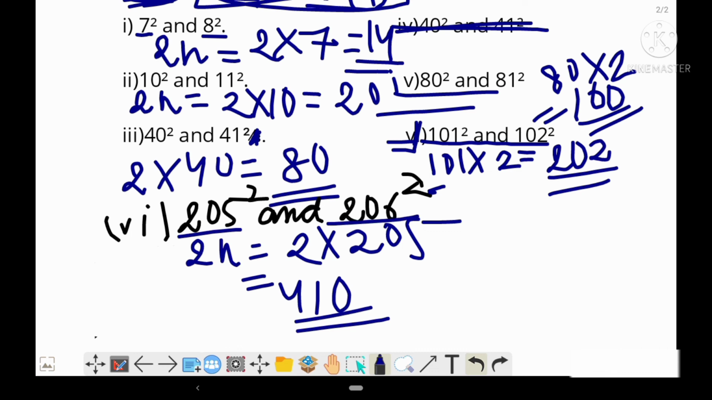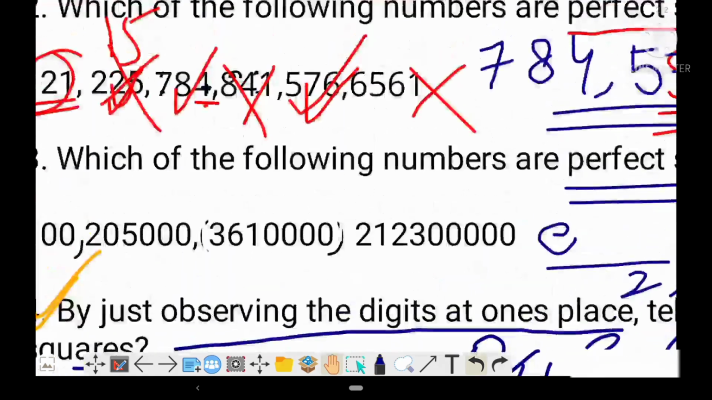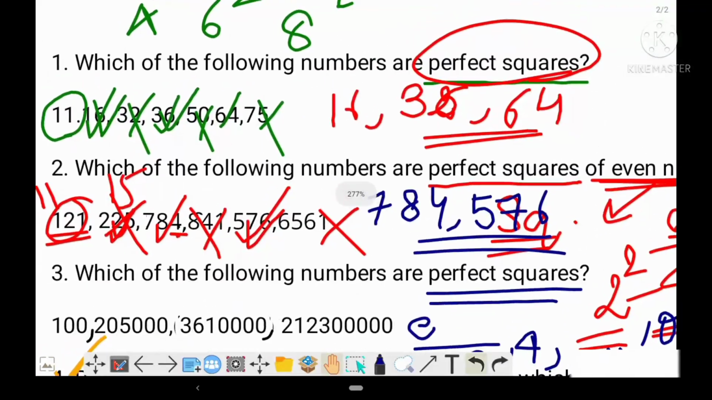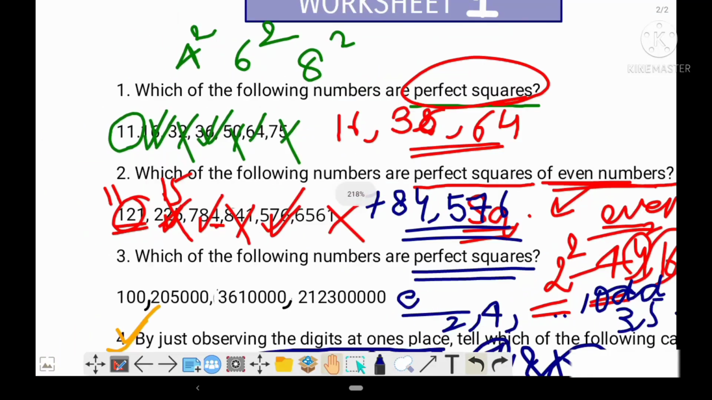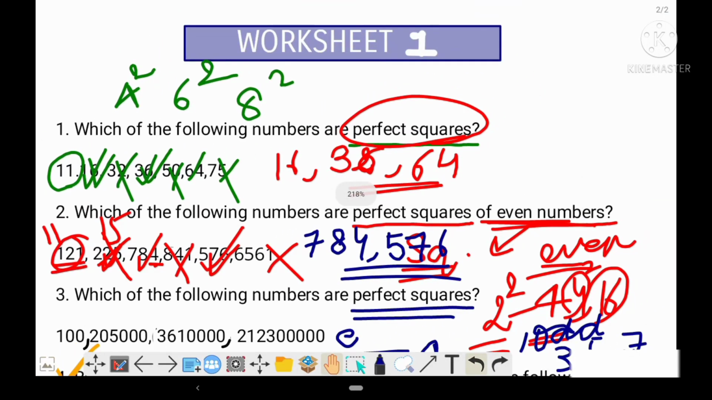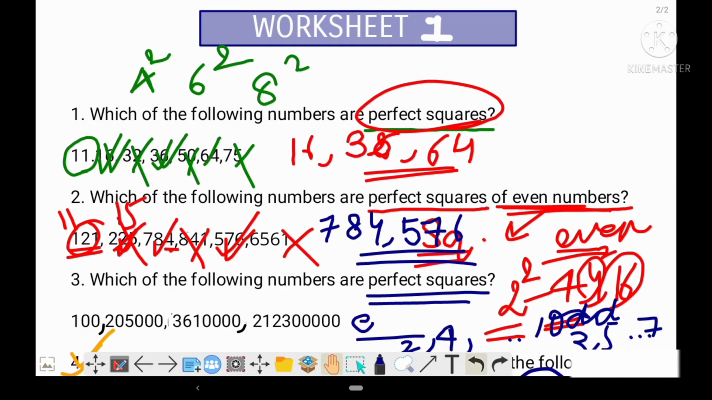So till question number 5 of worksheet 1 we have solved in this video, and I hope you have understood each and every question very well. And if you have any doubt or any kind of query, you are free to ask, comment down your queries and suggestions and everything you want to share with us.